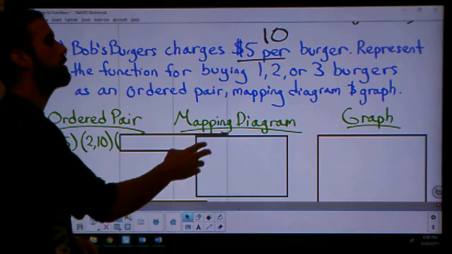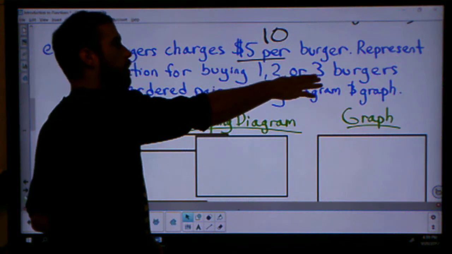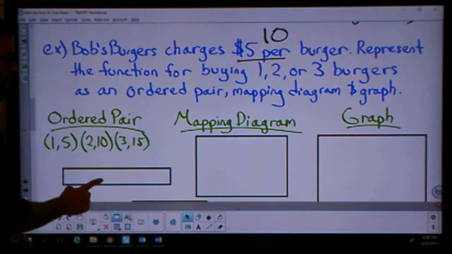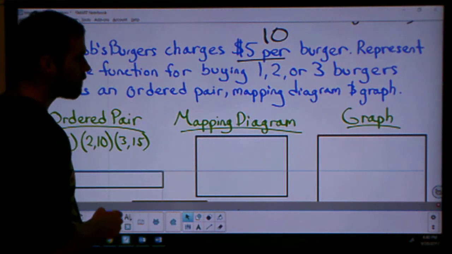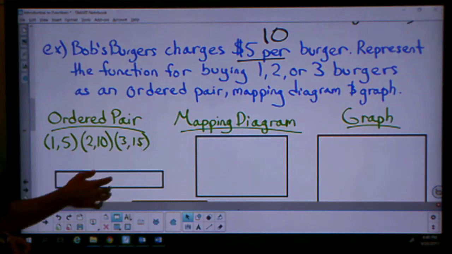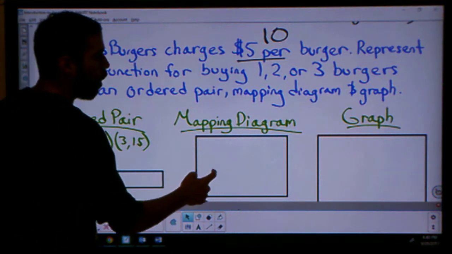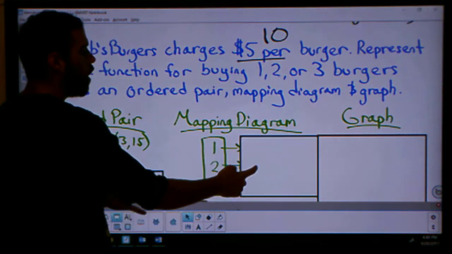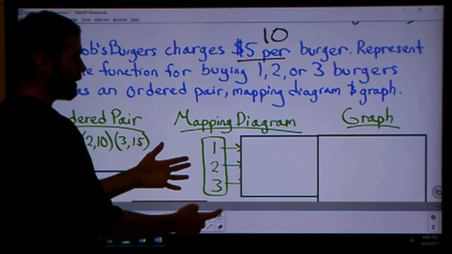And then likewise, if you're going to order 3 burgers, 3 times 5 is going to be 15, and that would be the last order pair, 3 comma 15. In order to make the mapping diagram, all of the domain values, all of the x values would go on the left-hand side of the mapping diagram.